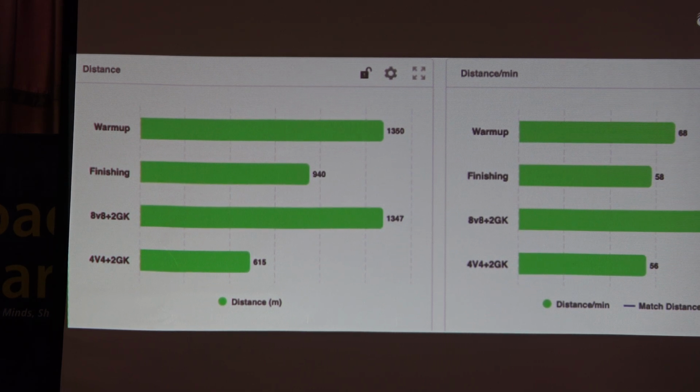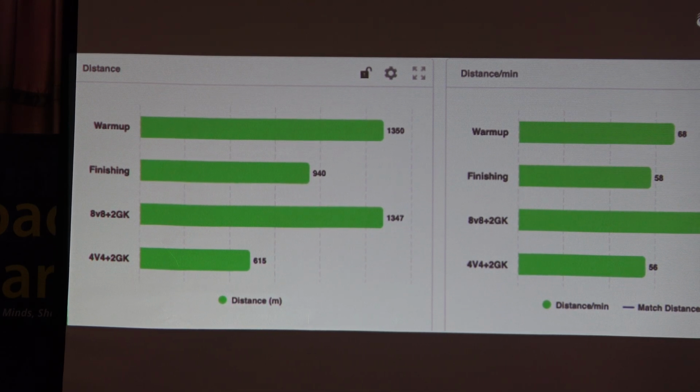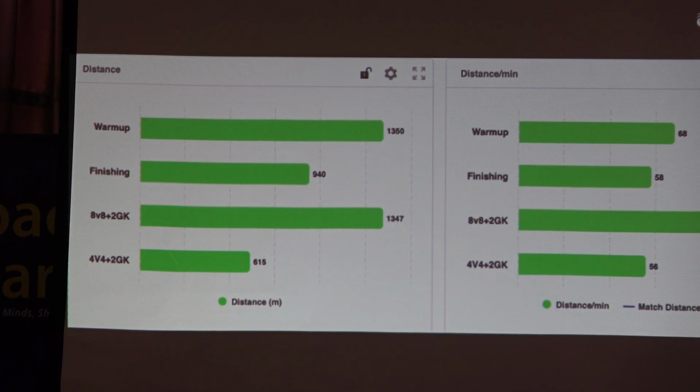But before I show you the data, I want you to take a guess which of this session has the highest high intensity or high speed running intensity per minute. Which one of these has the highest high speed running per minute? Finish, right? It's pretty obvious. Half pitch and running. There's a lot of space for running, but exactly how much?